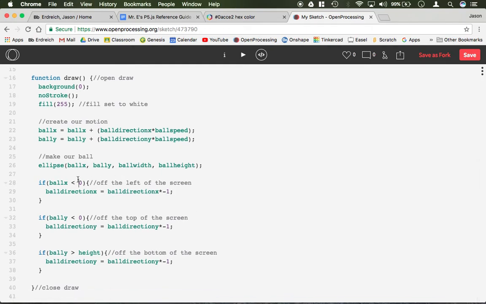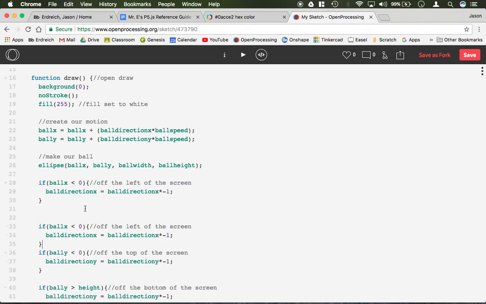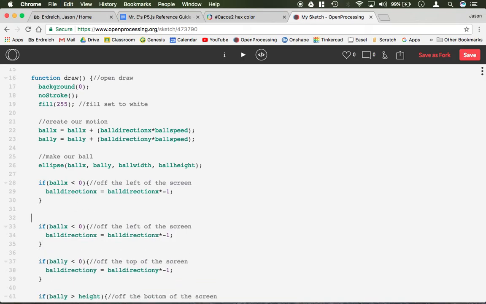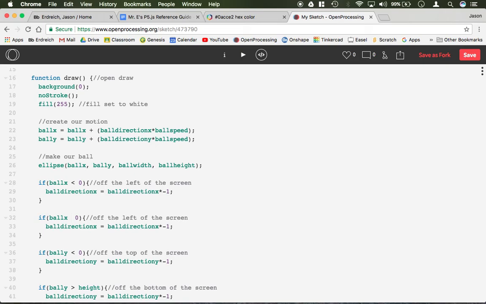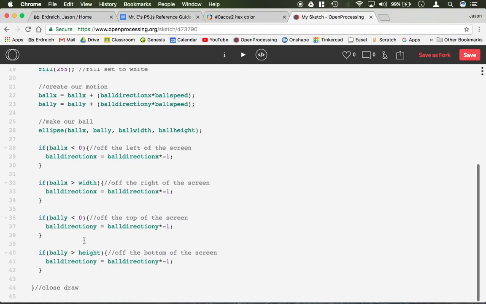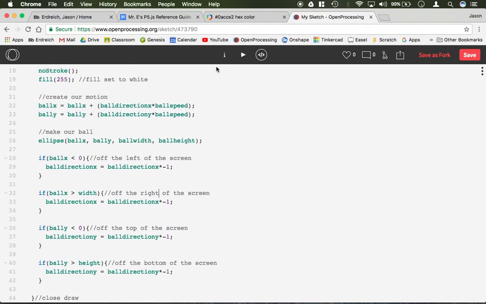Let's see, 1, 2, 3, I missed one. Which one am I missing? I'm missing the width. So if ballX is greater than width, off the right of the screen, ballDirectionX equals ballDirectionX times negative 1. All four. There we go. Four walls, four if statements.